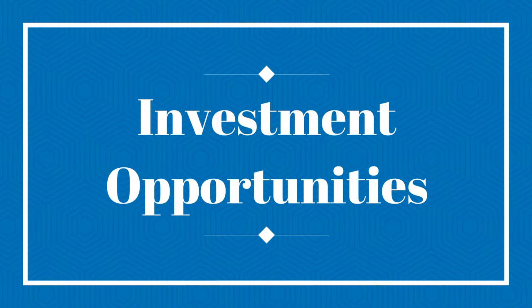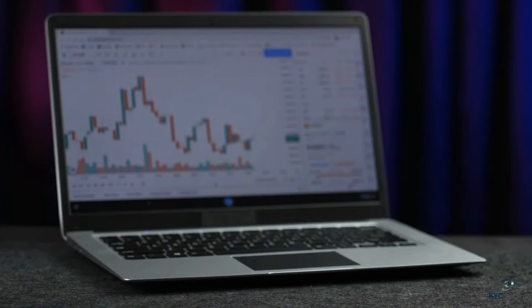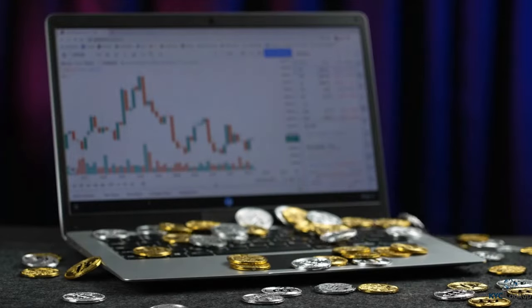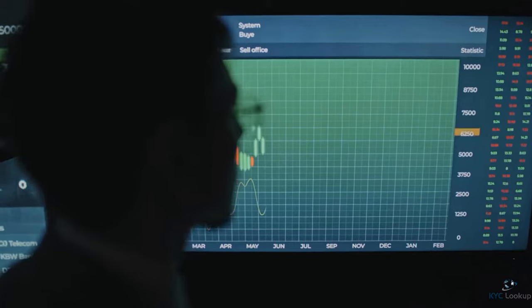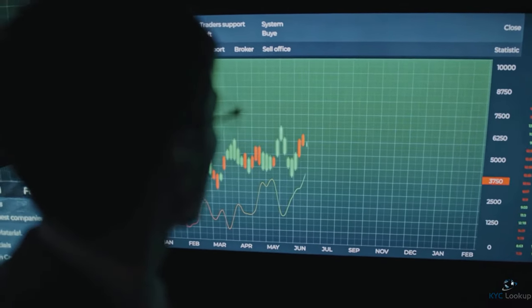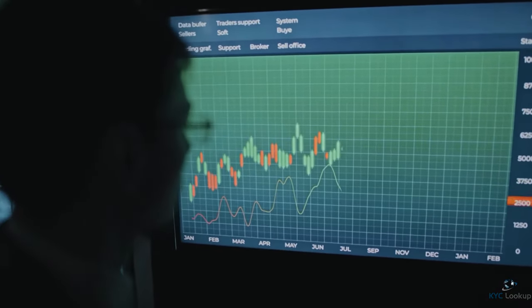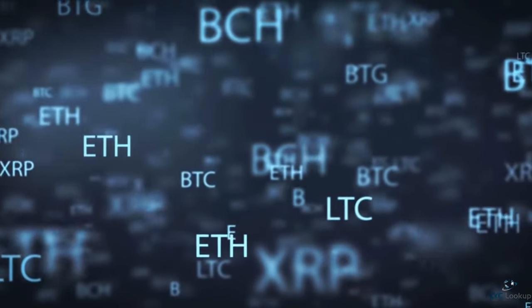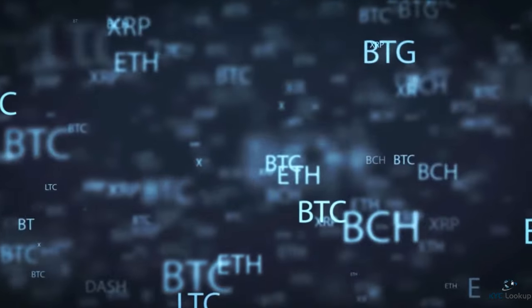Investment opportunities. Digital assets, particularly cryptocurrencies, have gained popularity as alternative investment opportunities. Many individuals see the potential for significant returns on their investments, as the value of certain digital assets like Bitcoin and Ethereum have experienced substantial growth over time.